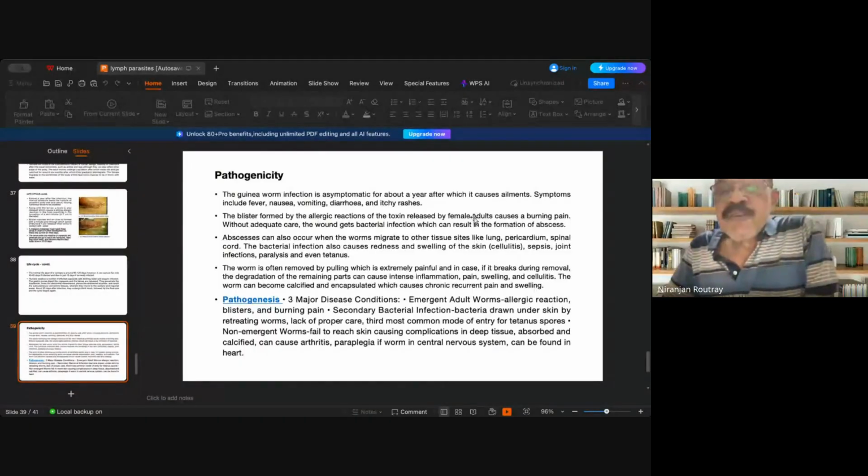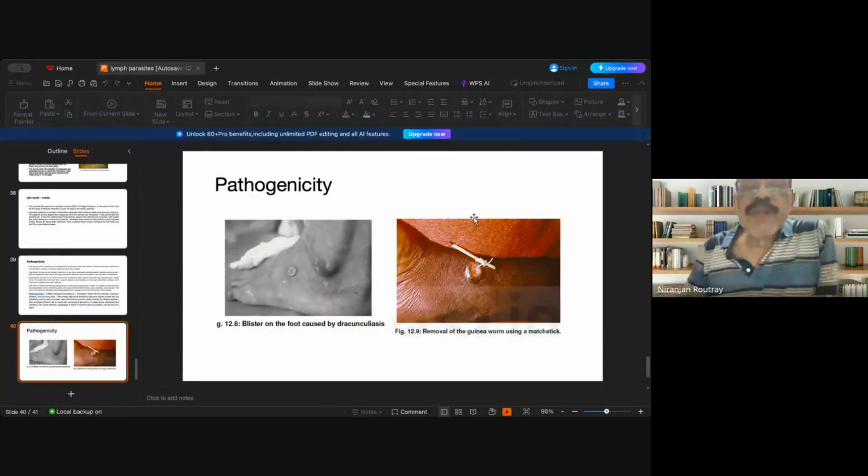So non-emergent worms fail to reach skin, causing complication in deep tissue. ଯଦି ସେମାନେ emergent subcutaneous କୁ ନ ଆସିବେ ତାହେଲେ deep tissue ରେ ରହିକି ଆହୁରି complication କରିବେ. Absorbed and calcified ହେଇଗଲା ପରେ ସେ region ରେ ବହୁତ pain ହୁଏ. It can cause arthritis also, pain of the joint, paraplegia or paralytic type, if the worm is present in the CNS, can be also found in the heart.